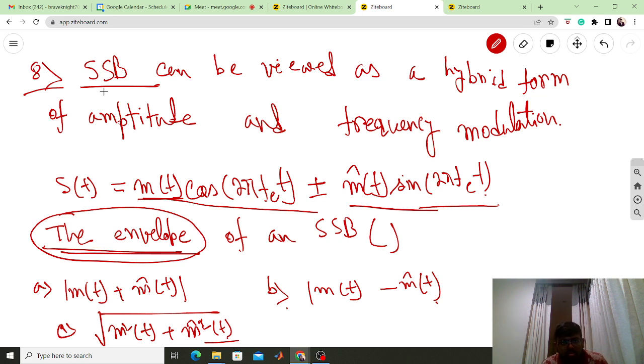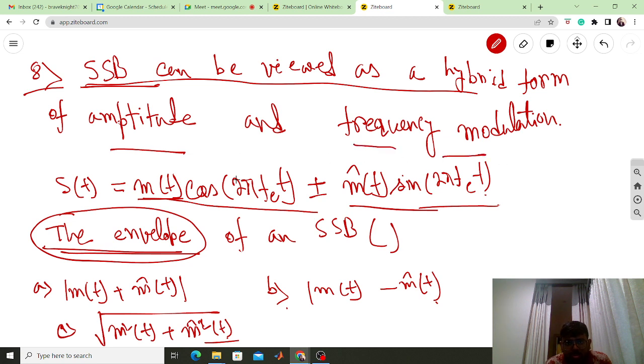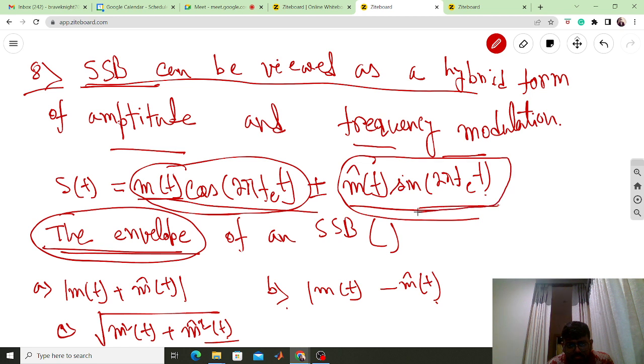Again, I have said that an SSB modulated signal can be viewed as a hybrid form of amplitude and frequency modulation. Why? See, here m(t) is the signal, that is cos 2 pi fct and sin 2 pi fct, and this can be written in this form. And this SSB can be thought of as the message signal m(t) modulated by cos 2 pi fct. So the question is, what is the envelope of this signal s(t)?